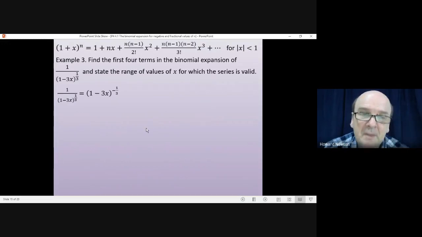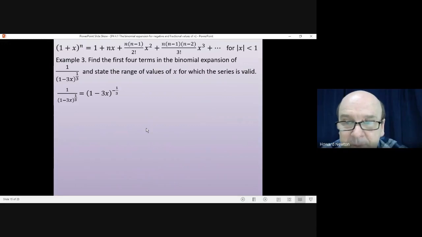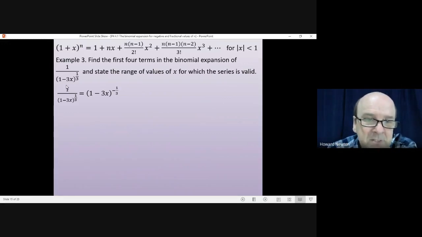Example 3. Find the first 4 terms in the binomial expansion of 1 over 1 minus 3x to the third, and state the range of values of x for which the series is valid. The first step has been done for you here. If you've got 1 over 1 minus 3x to the third, writing it in exactly the same form as the formula, that'll give us 1 minus 3x to the power of minus a third.